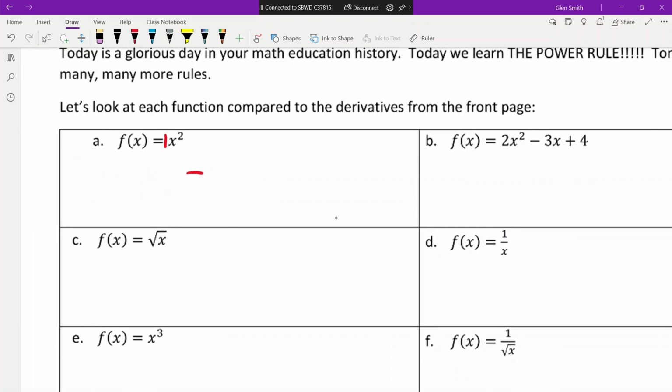You ready? Sometimes kids do this. Look, this is bad. I don't even want to show you. They write equals 2x. It does not equal 2x. The derivative of it is 2x. It's an entirely new function that we brought out of the ether into existence. Okay? We created a new function. You could say that we derived it from f of x. Thus the derivative.